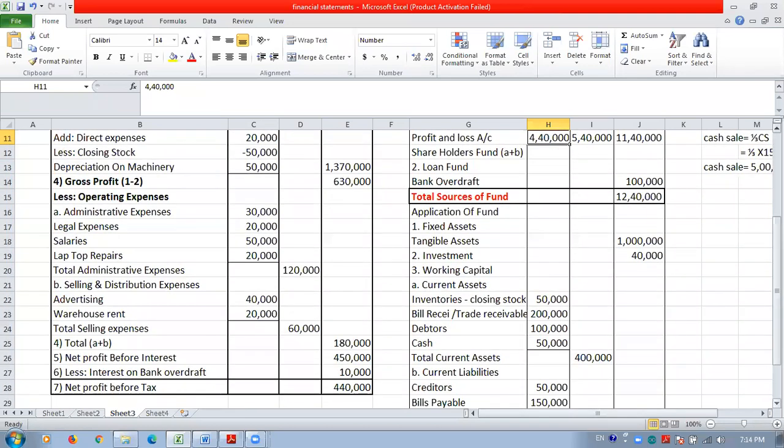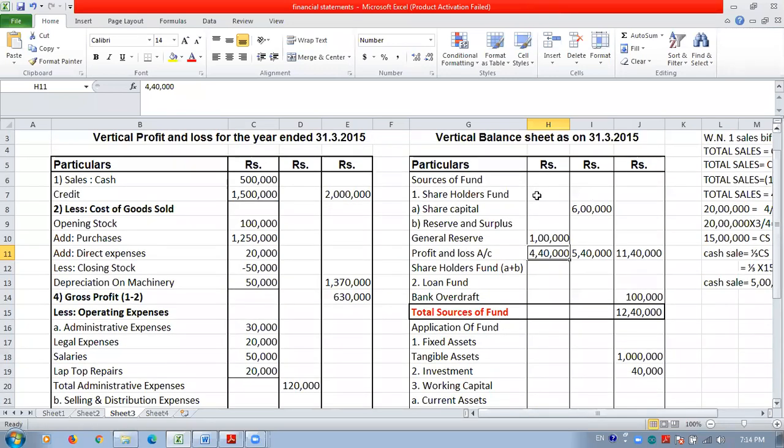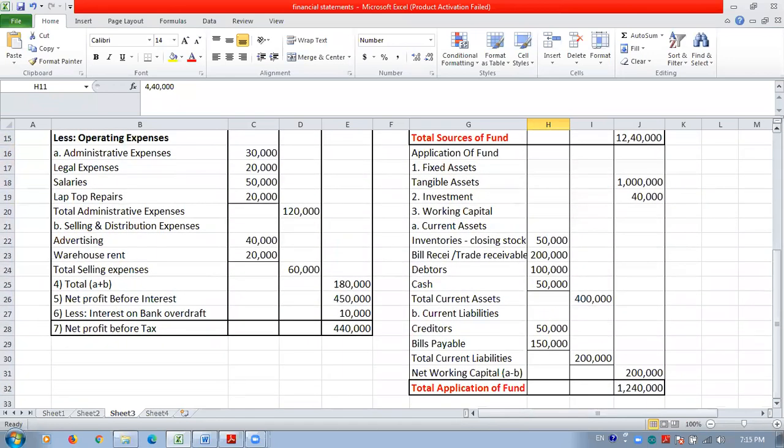Now we have to close the balance sheet also. If the total sources of fund match the total application of fund, your balance sheet is tallied. In this case, the shareholders' fund is 6 lakh and the total reserves and surplus is 5 lakh 40,000, for a total of 11 lakh 40,000. The loan fund has only 1 lakh, so 12 lakh 40,000 is your total sources of fund. Next we have to total the application of fund.